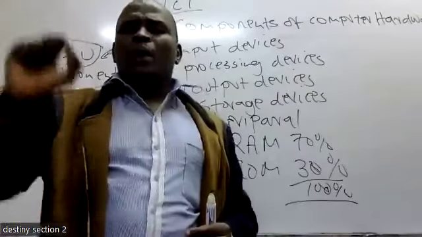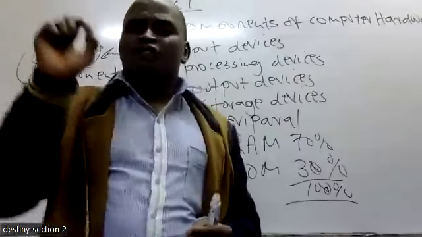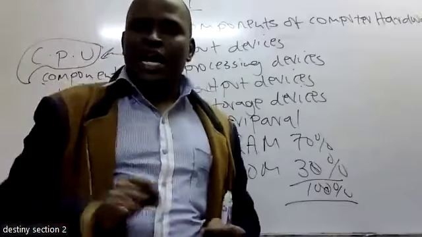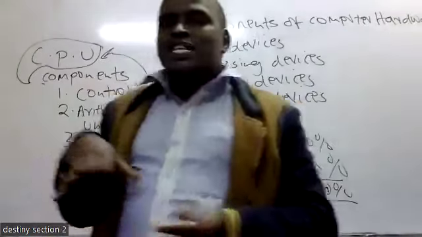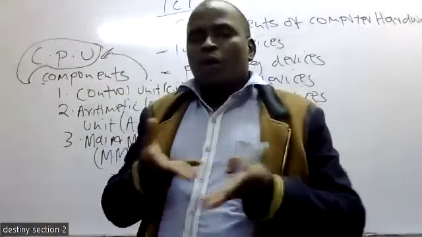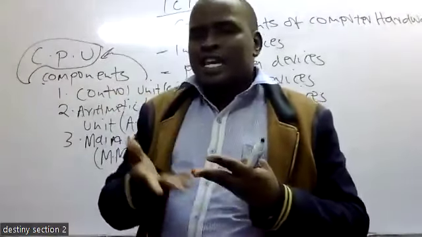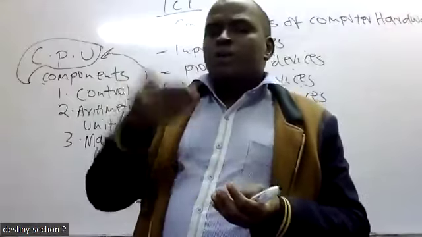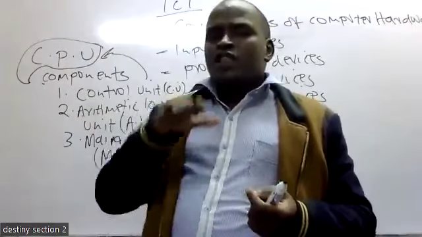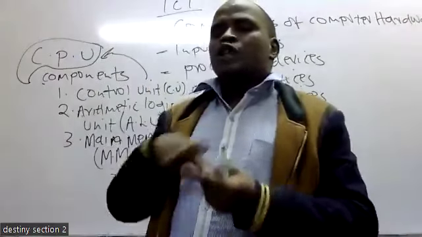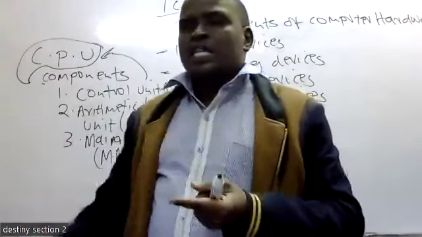But now the problem with the primary memory is that it is volatile. It only works if there is electricity, if it is energized. Otherwise, if for one reason or the other there is a blackout, everything you are working on will automatically disappear.